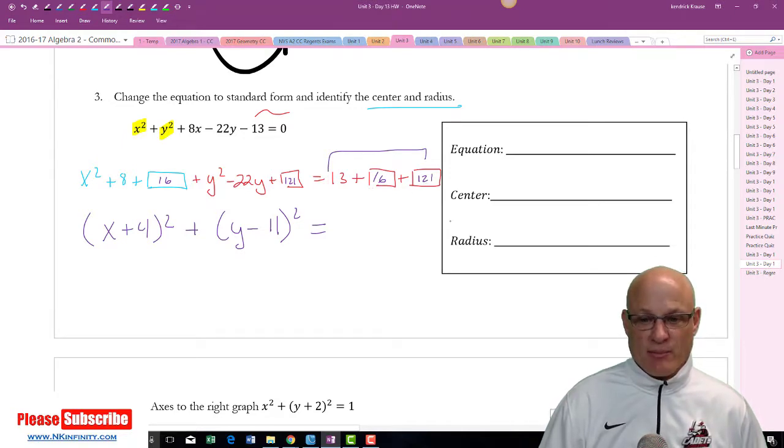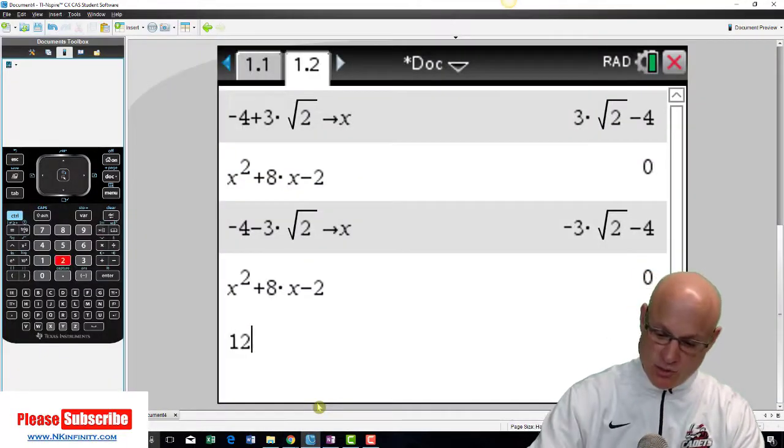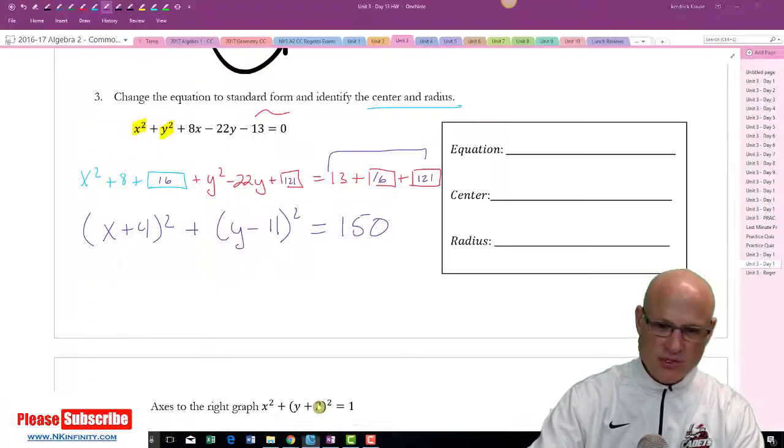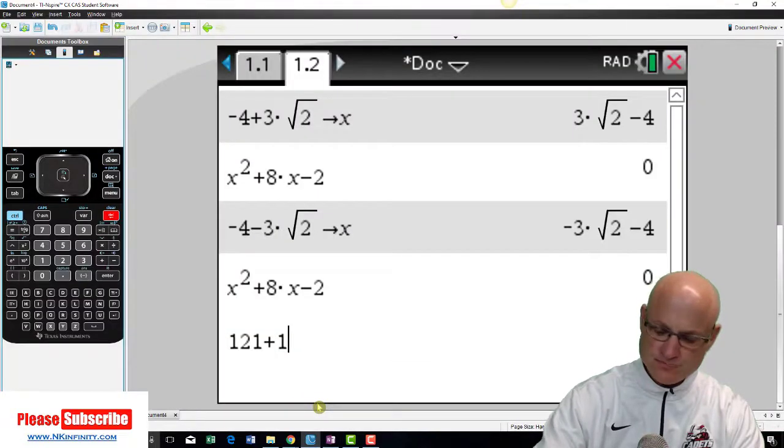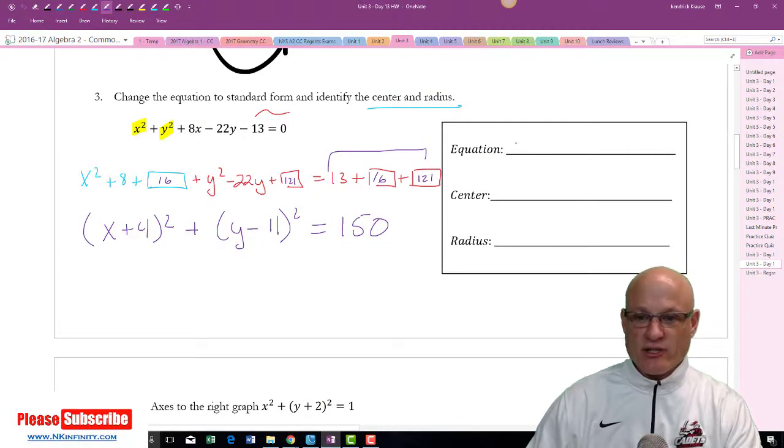29 and 21. Would that be 150? Even I'm having a brain fart right now. Let me check. 121 plus 13, plus 16. Oops, it wasn't 11, it was 13 and 16. 150. All right. So my equation is (x plus 4) squared plus (y minus 11) squared equals 150.